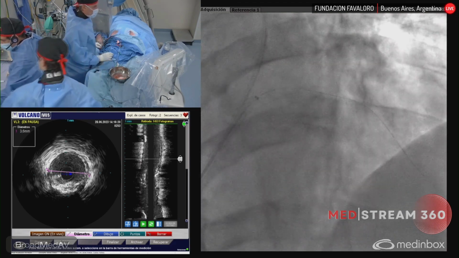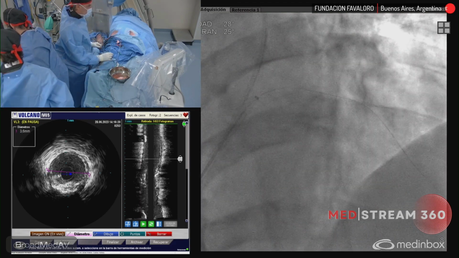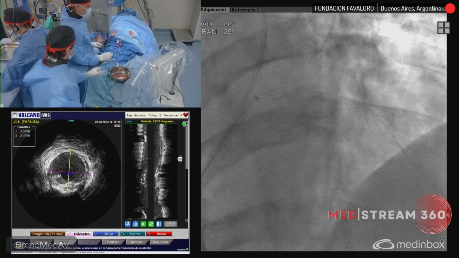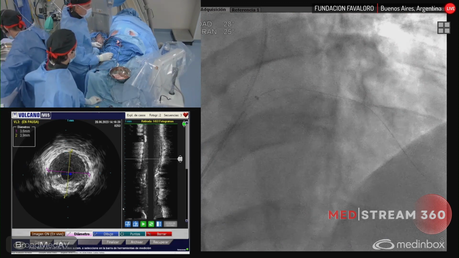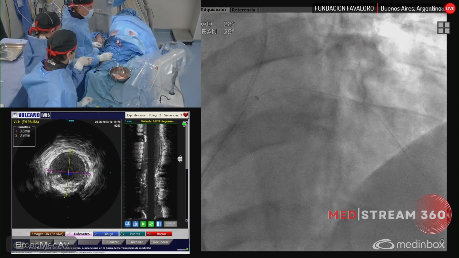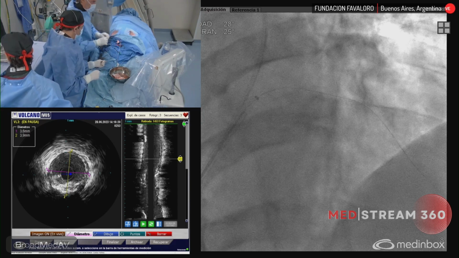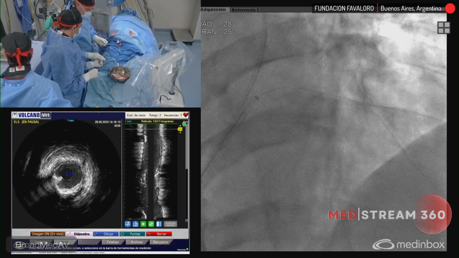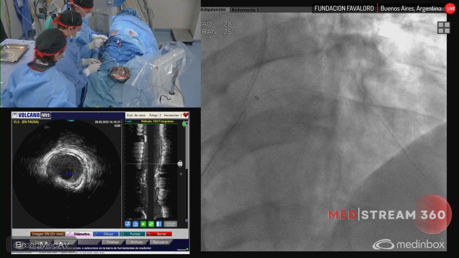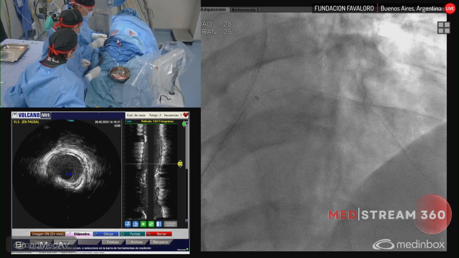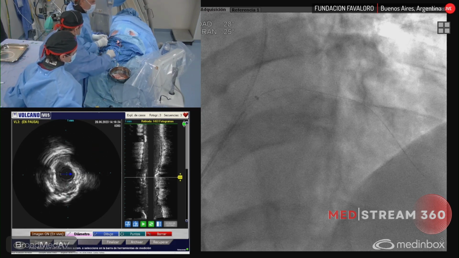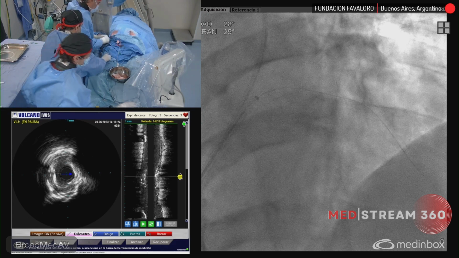The average burst pressure is 30 atmospheres. The diameters that we have are from 2.0 up to 5 and the length from 6 until 30. So we are going to use 2.5 by 20. Okay. So I'm gonna go distally.